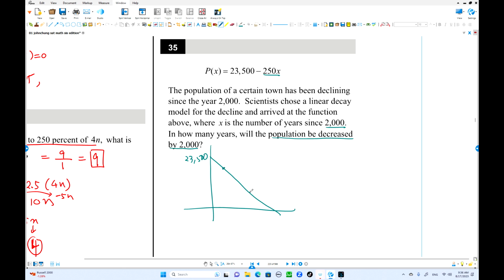From somewhere over here, 2,000 decrease. Maybe even negative 2,000 is okay too. That's the change in y, right? This is delta x. So the slope is negative 2,000 over delta x. That equals this slope, negative 250. So when you cancel out the negatives, delta x is 2,000 over 250, which equals 8. In 8 years, the population is going to decrease by 2,000. That is the definition of a slope.